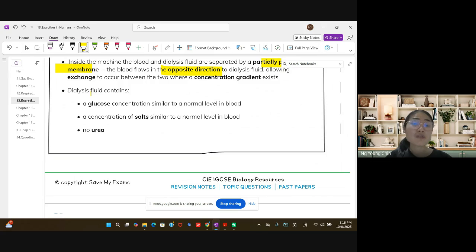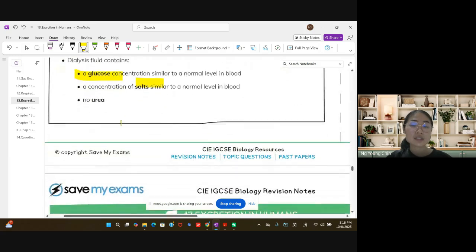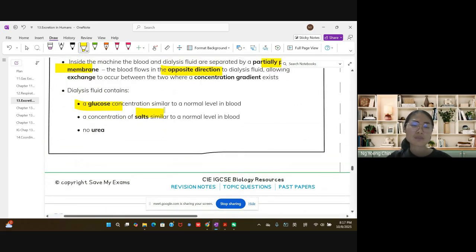The dialysis fluid acts like body fluid. Body fluid also contains acids, water and some salt. So the dialysis fluid also contains glucose and mineral salts, but there will be no urea, because urea is considered a waste product.